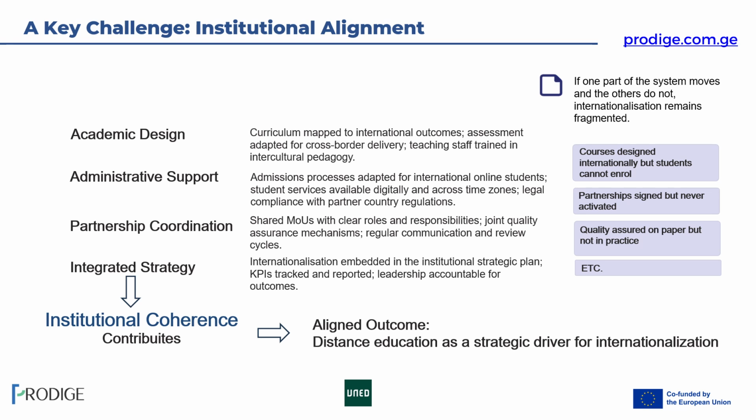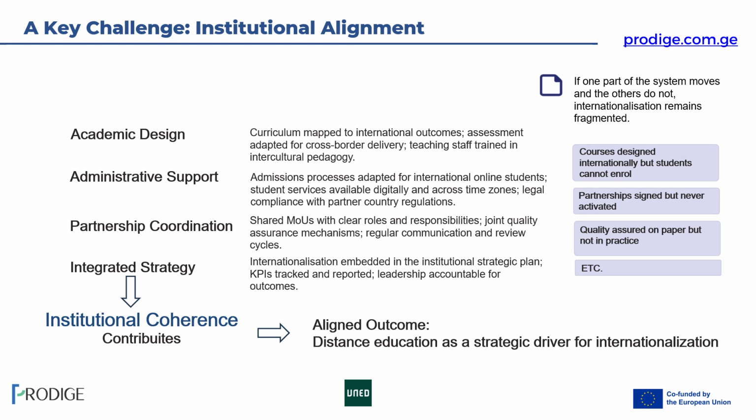Distance education can only become a true driver of internationalization when the academic, administrative, and technical parts of the university are aligned and working in the same direction. This is often where implementation fails. A program may be internationally designed, but admissions procedures are not adapted. A partnership may be formally signed, but never activated in daily practice. Quality assurance may exist on paper, but not in the way courses are actually delivered and supported.